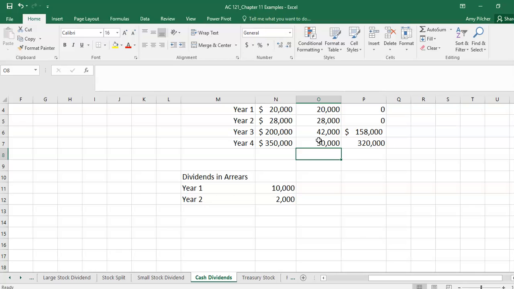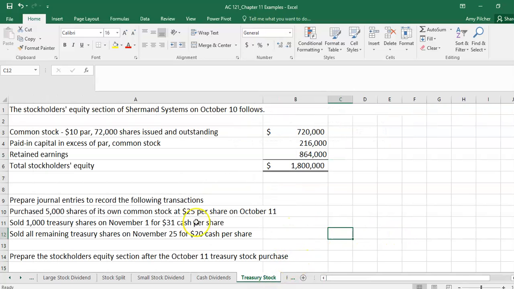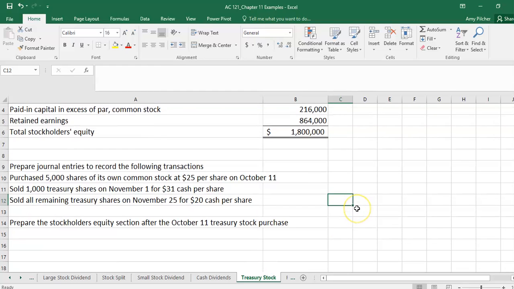Our next example looks at treasury stock. Treasury stock is when companies buy back their own stock from the marketplace. They do this for multiple reasons: to avoid a hostile takeover, to remove supply in the marketplace in an effort to increase demand, which then increases the price of their stock.